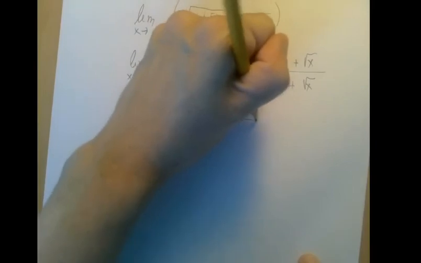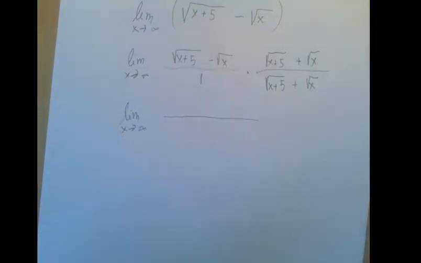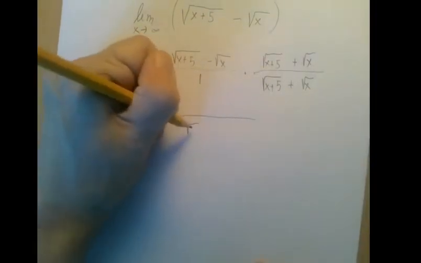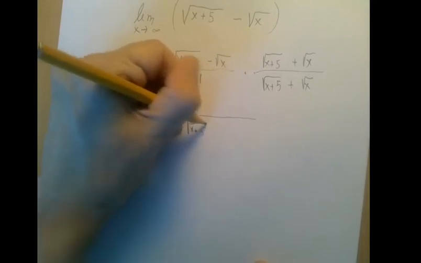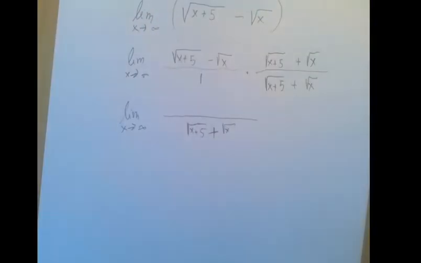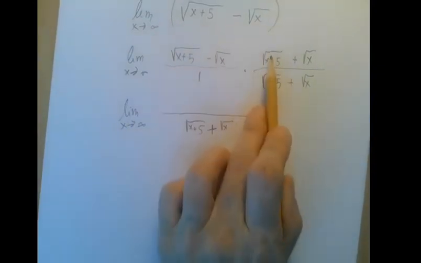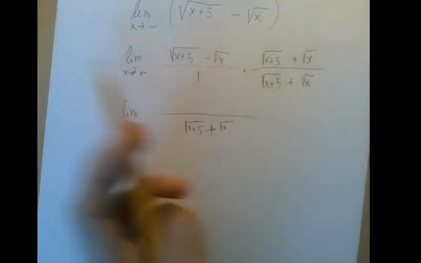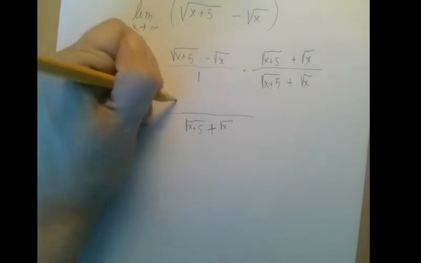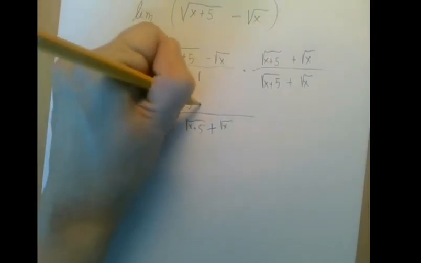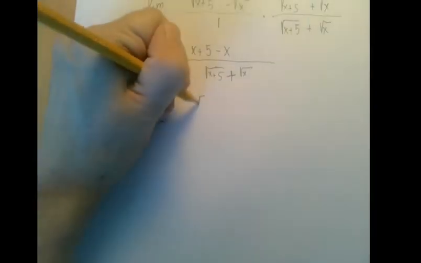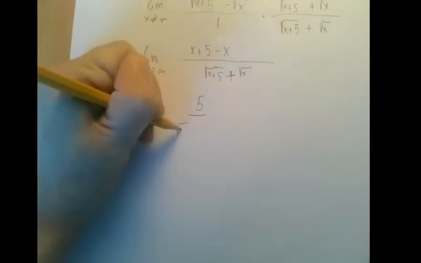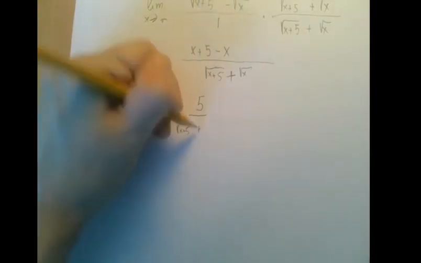Now, what do we have in the numerator? The denominator is trivial because 1 times anything is just that anything. But what's in the numerator? We get the difference of squares theorem, this squared minus that squared. The other stuff cancels out. So we have x plus 5 minus x. And so we have 5 over square root of x plus 5 plus square root of x.